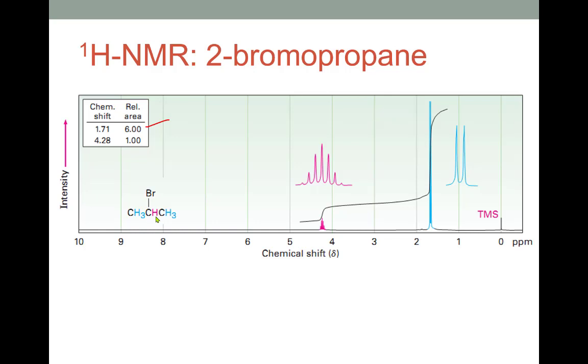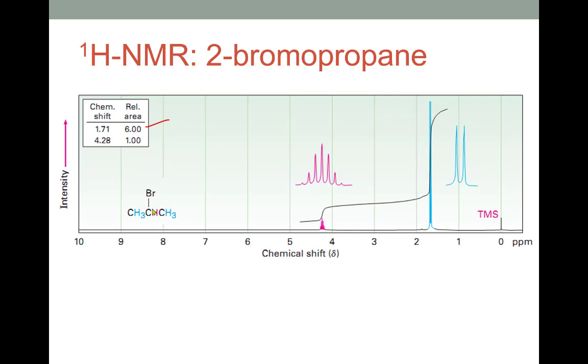That's different, right? We'd expect that signal, the pink one, to be more deshielded because it's closer to the bromine. And in fact, we do see that here. Our integration is 6 to 1, representing a 6 hydrogen and a 1 hydrogen signal. Now we look at the splitting. Let's look at the blue peak first.